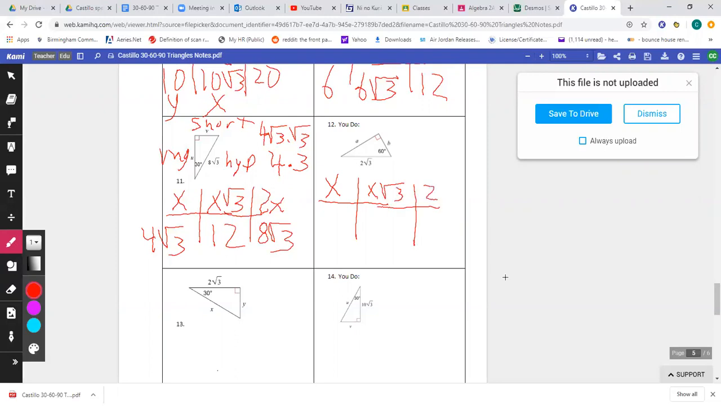Okay, from now on, for the sake of time, I'm not going to be labeling the triangle short, long, and hypotenuse. You should be able to figure that out. So this one, the hypotenuse is 2 root 3. So that means if you cut that in half, this would just be root 3. And then to get the middle, you just do root 3 times root 3. And we all know what root 3 times root 3 is. It should be 3.